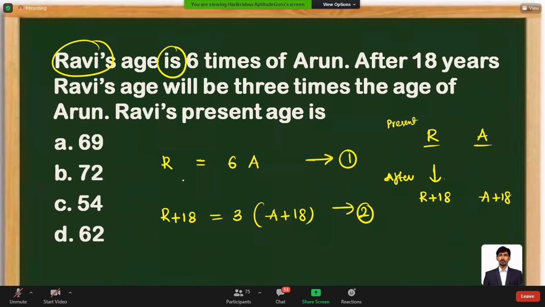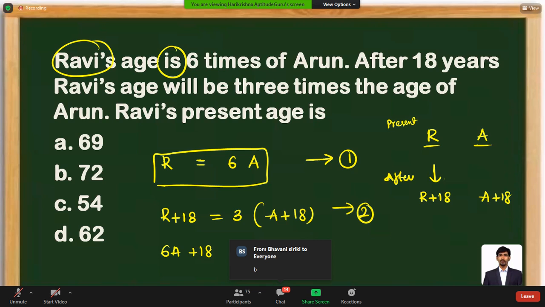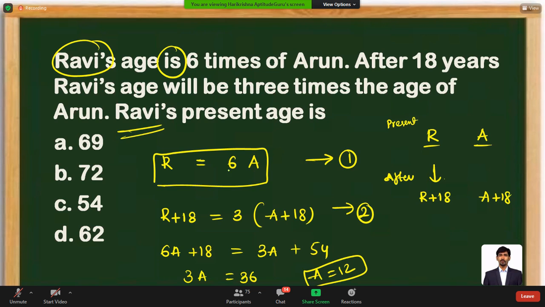So how to solve? R is equal to 6A. This is there, right? You can substitute here. 6A plus 18 should be equal to 3A plus 54. So from this data, I can say 3A is equal to 36. So A is going to be 12. What is the required quantity for us? Ravi's age. That is 6 into 12, 72. Mark it as option A. How am I getting that? Using this.